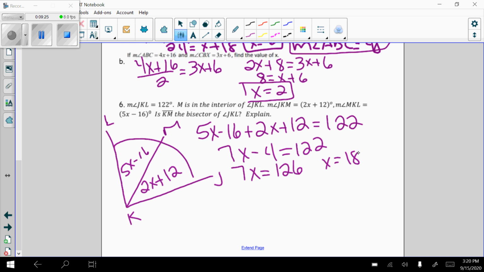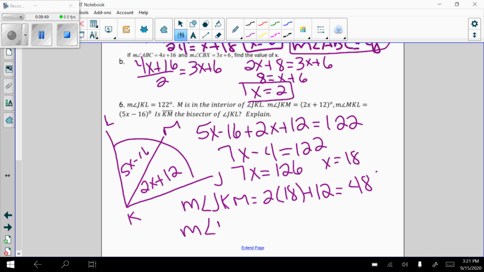So now I can plug x equals 18 into both of these. So the measure of angle JKM is equal to 2 times 18 plus 12. So when I work that out, 2 times 18 and then add 12, we get 48 degrees. Now the measure of angle MKL is 5 times, instead of x, 18 minus 16. 5 times 18, and then subtract 16, we get 74 degrees.